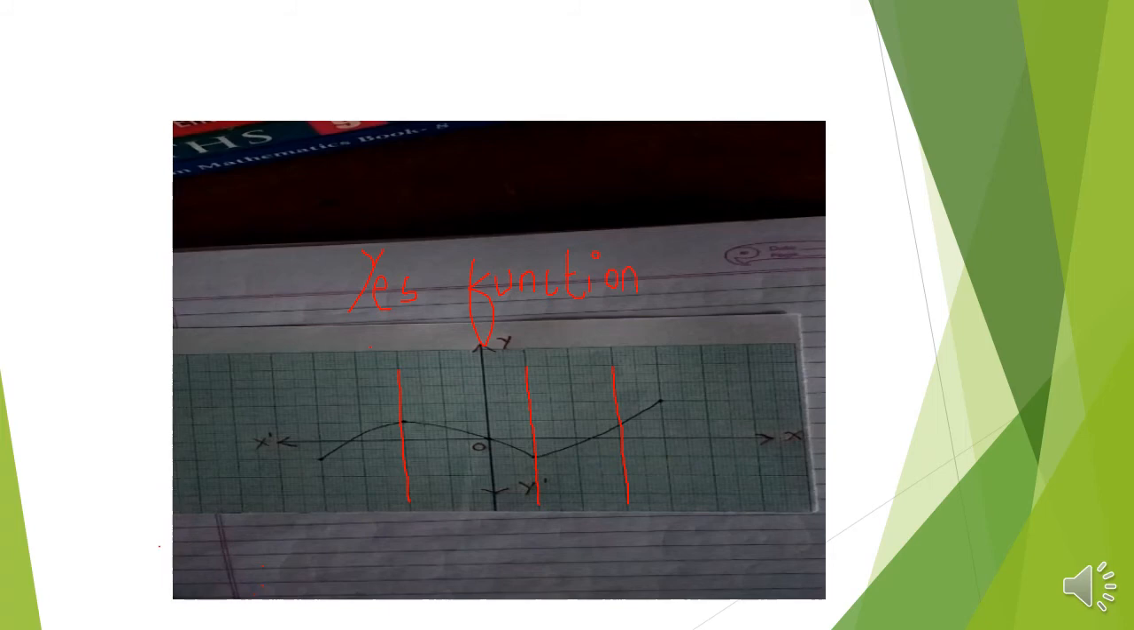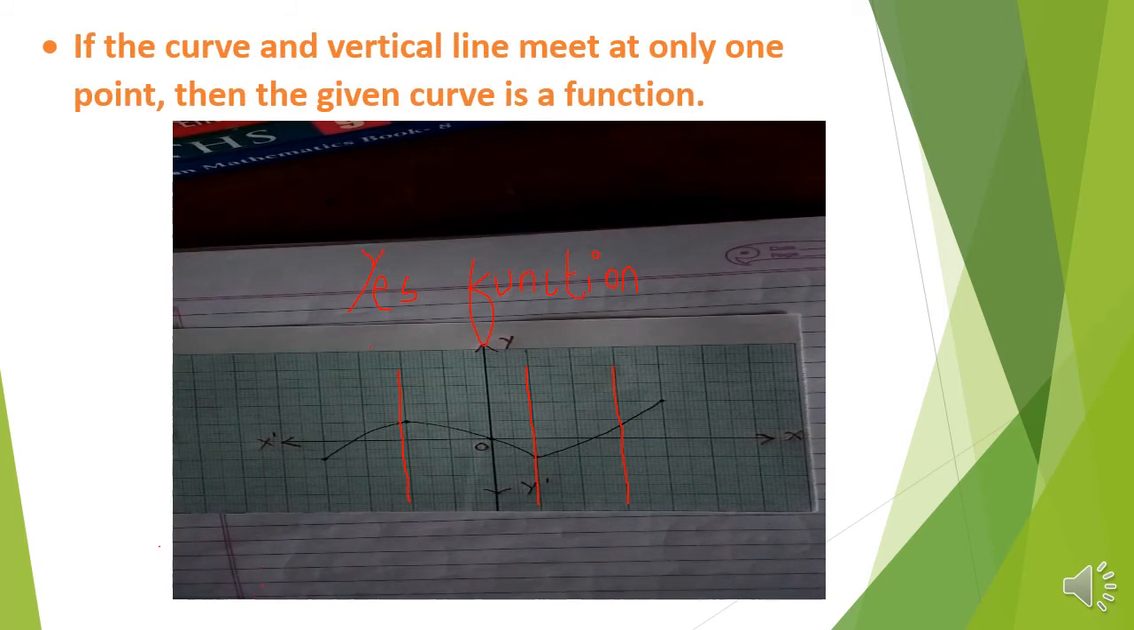Okay, my handwriting is improving a little bit now. Yes, it is a function. If I draw a vertical line, the curve only touches the vertical line at a single point. So it is a function. If the curve and vertical line meet at only one point, then it is a function.